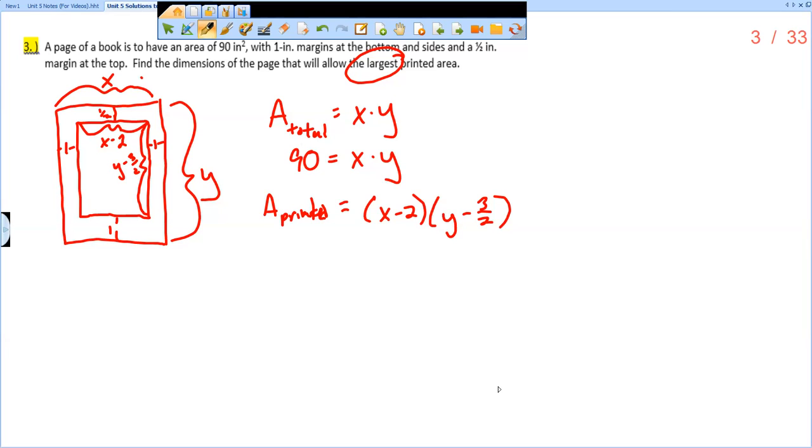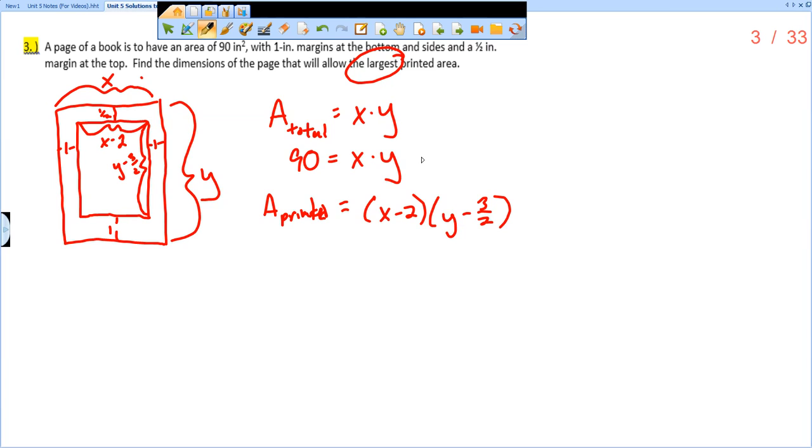All right, this is the solution video for section 5.1, problem number 3. So we got it set up. We have the area of the printed region is (x - 2)(y - 3/2). And so what I need to do is solve this area of the total equation for one of the variables.